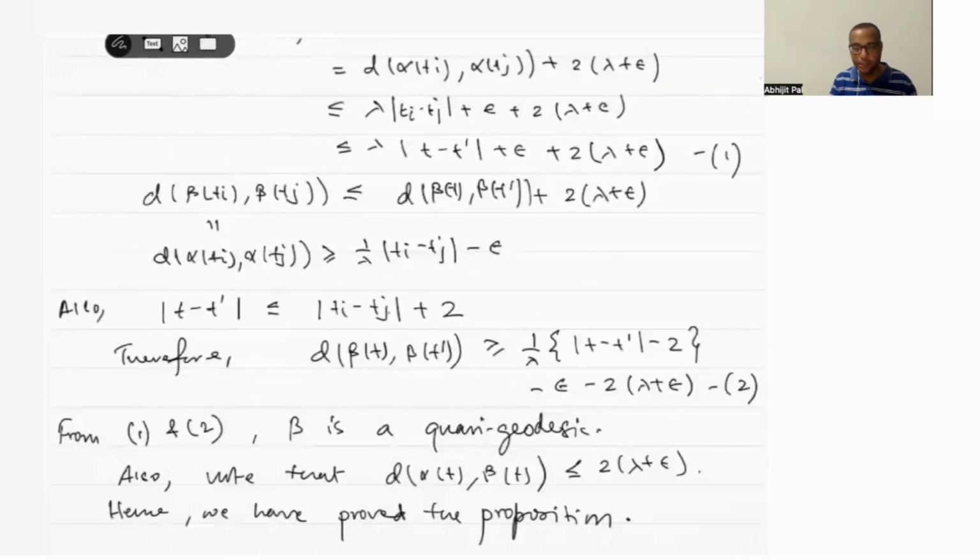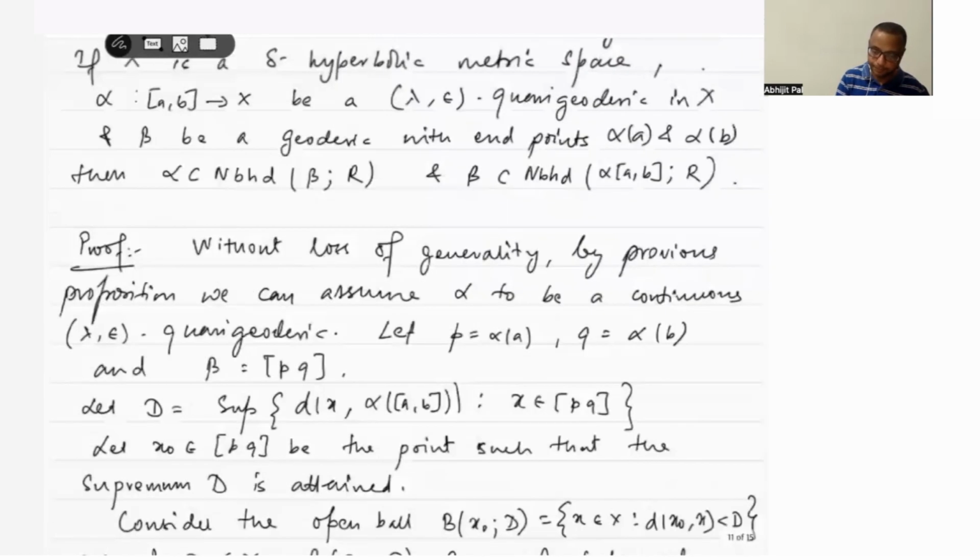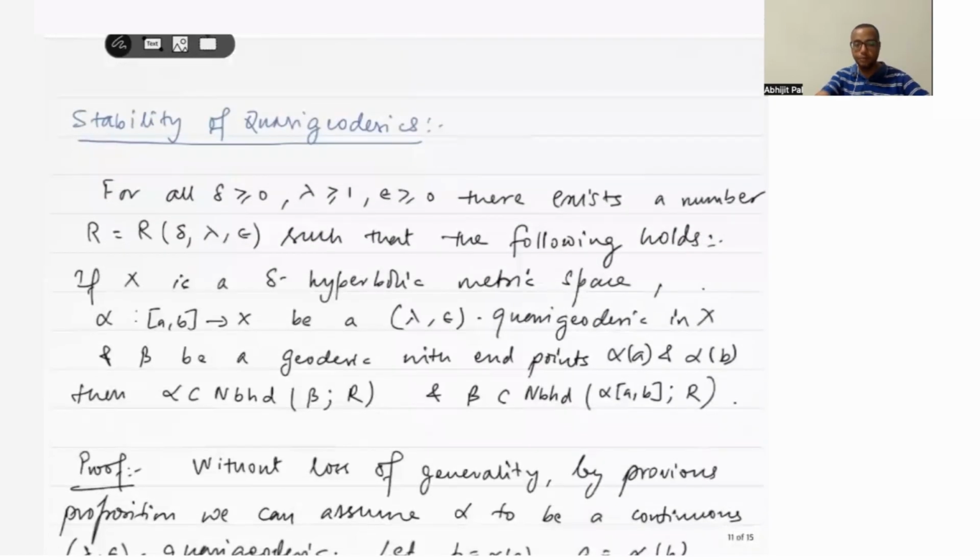So now given a quasi-geodesic, without loss of generality, I can take that quasi-geodesic to be a continuous path because of this proposition. Okay, so now let us move to the statement of the stability of quasi-geodesics.